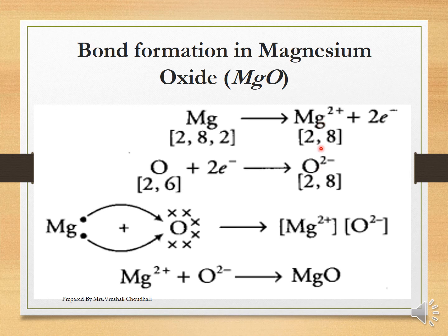Mg2+ and O2- both have equal and opposite charges. They attract and bind together by the electrostatic force of attraction. That compound is called magnesium oxide.